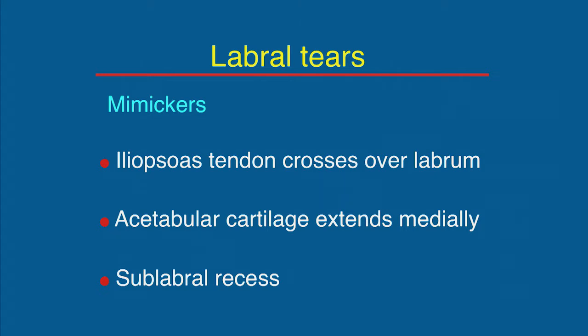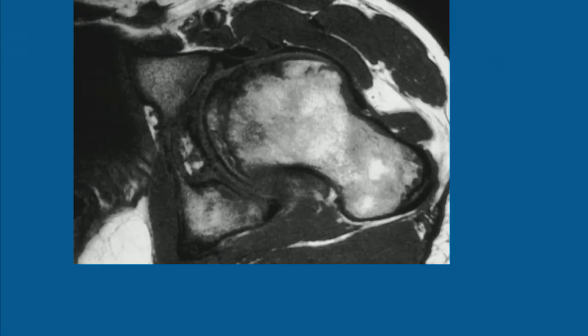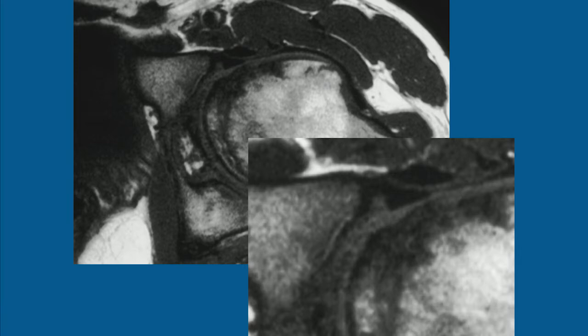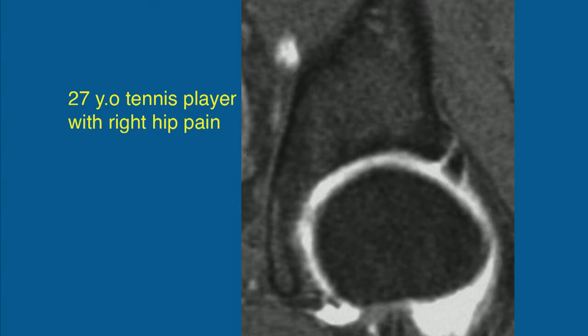There are some mimickers, and the most common mimicker of a labral tear is the appearance of the iliopsoas tendon as it crosses over the labrum. Additionally, we can see the acetabular cartilage extend medially, and then finally, we know that there are sublabral recesses. Here's an example of the iliopsoas tendon as it crosses over the labrum. I'll blow it up for you here, and we see the low signal of the tendon crossing over that triangular low signal of the labrum, and the area in between, to the novice, may be interpreted as a labral tear.